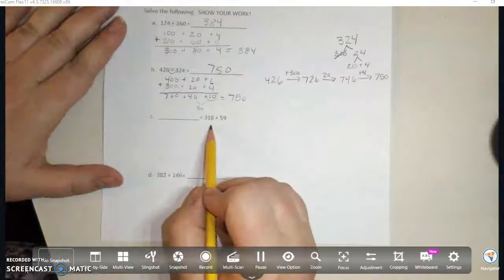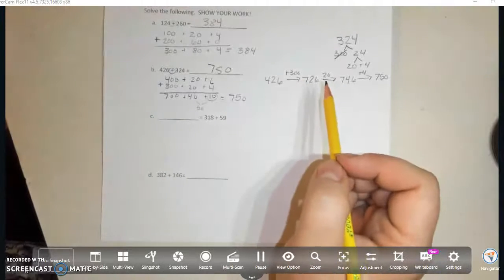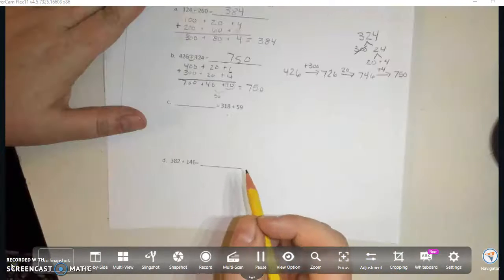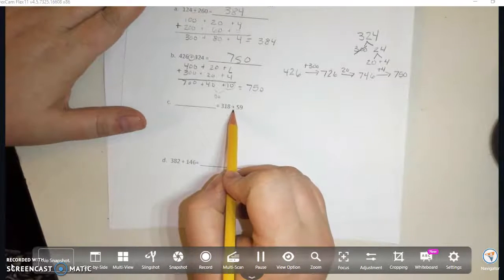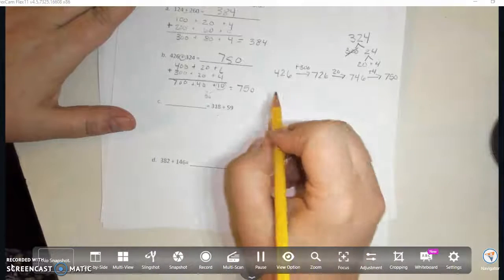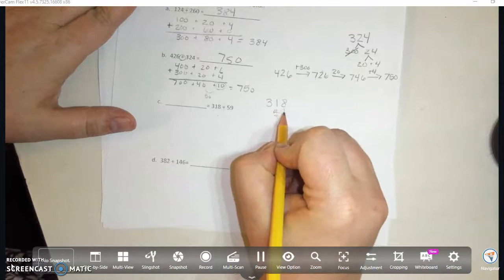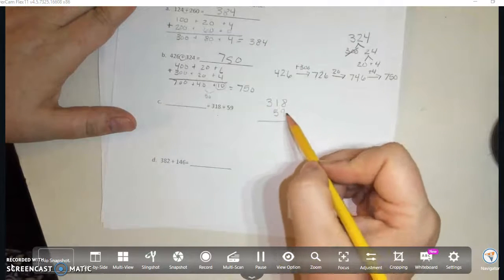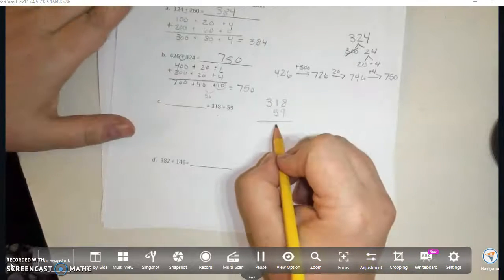Now I have 318 plus 59. I can choose any of those ways. Give me one moment. Okay. And I have now, again, checking my math symbol, I have a plus. So this time I'm going to use partial sums to solve 318 plus 59. I'm going to stack it vertically, making sure to keep my place values in order. 8 ones plus 9 ones, well, if I double 8 and 8 is 16, plus 1 more is 17.